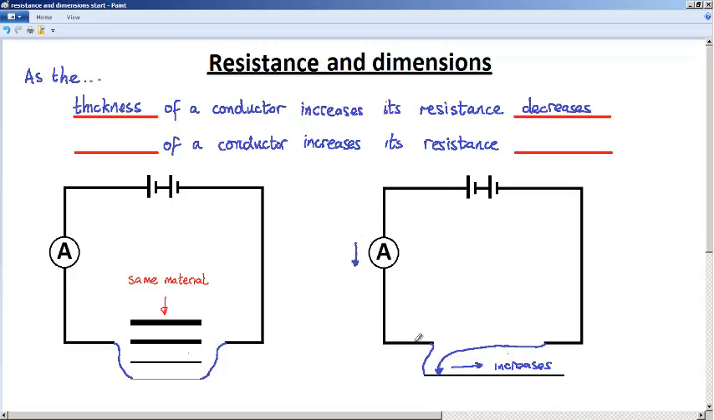Now the current decreases because the resistance of the conductor is increasing. So we can say that as the length of a conductor increases, its resistance increases.